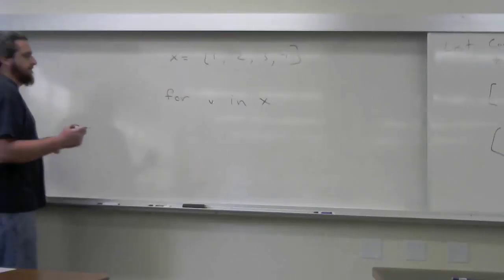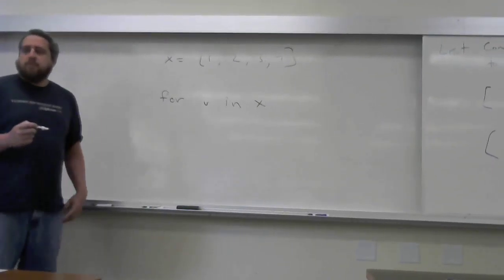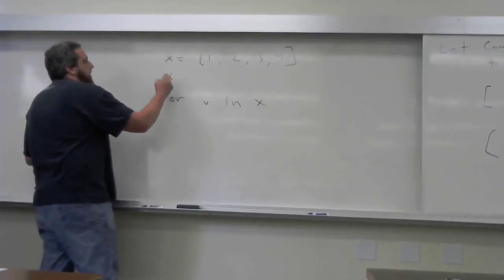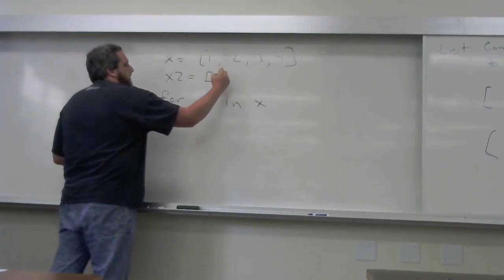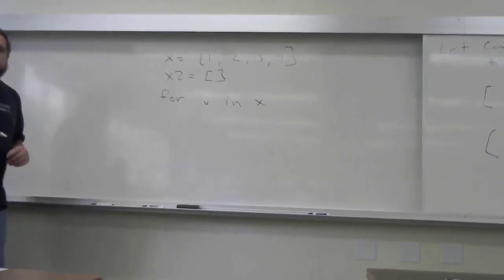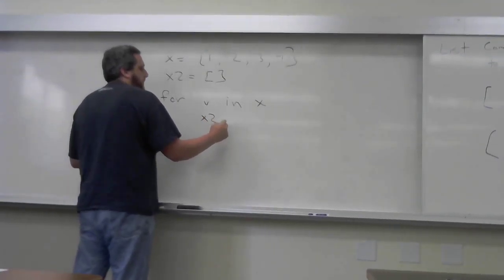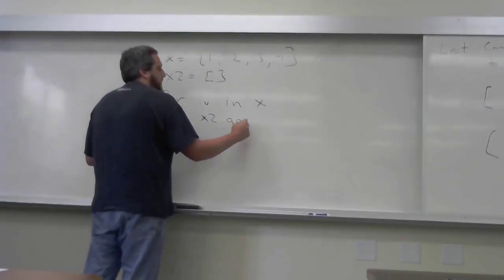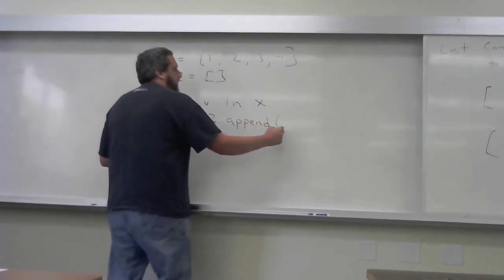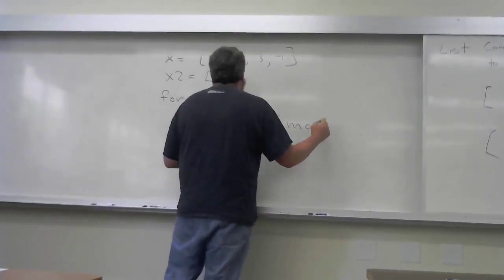Okay, I forgot to do something first. Say x2 equals brackets. So x2 is some other list, an empty list. And then inside the for loop, it's x2.append(monkeys(v)), v for value.